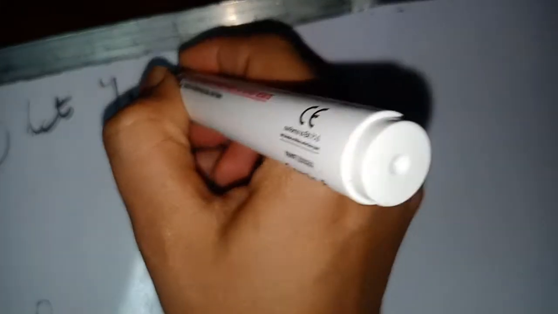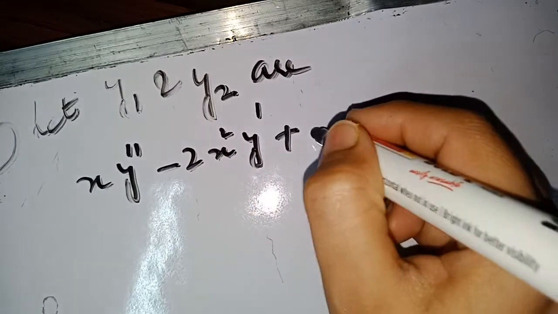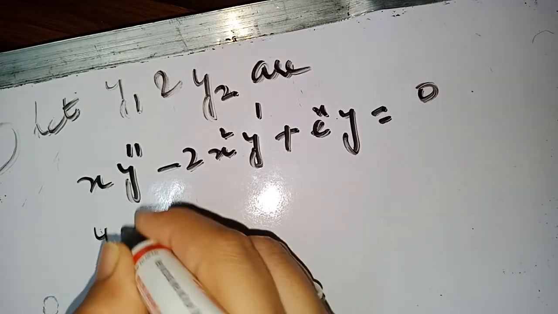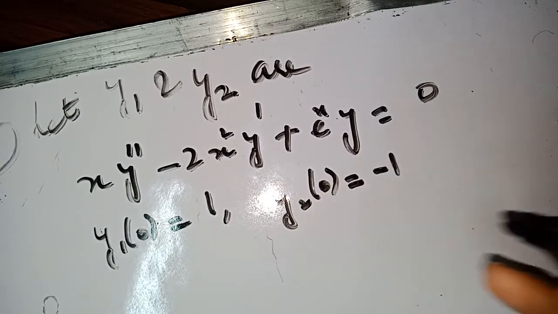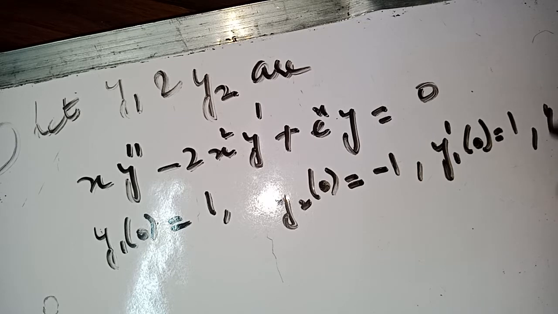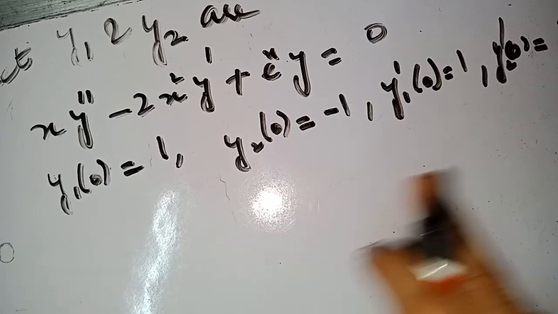Next, let y1 and y2 be two solutions of the equation x y'' minus 2x square y' plus e raised to power x y equals 0, and given y1 at the point 0 is 1, y2 at the point 0 is minus 1, and y1' at the point 0 is 1, and y2' at the point 0 is 1. So now these are the given values.